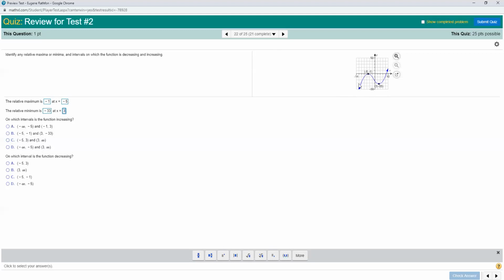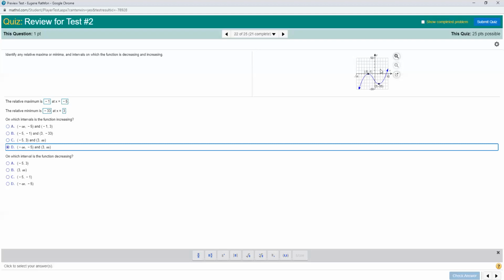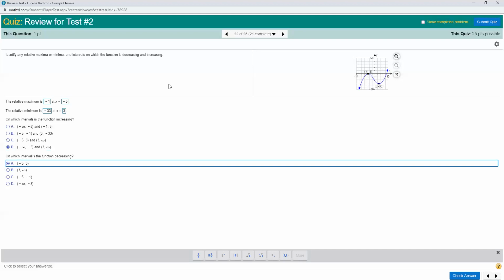So increasing will be this section right here and the last section right here. So it's increasing from -infinity to the -5. And then it starts increasing again from 3 to positive infinity. So what do we say? -infinity to -5, and then 3 to positive infinity would be D. And then decreasing is going to be from that -5 to that +3. So let's see, -5, +3. All right, y'all, then we move on.